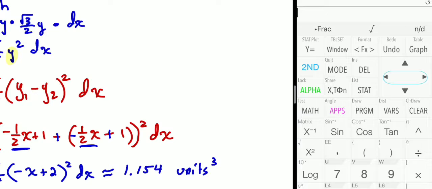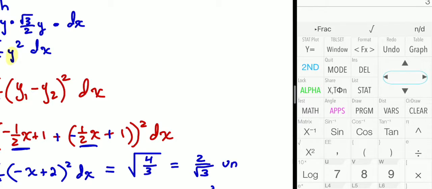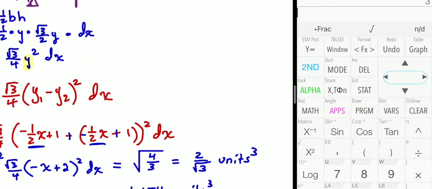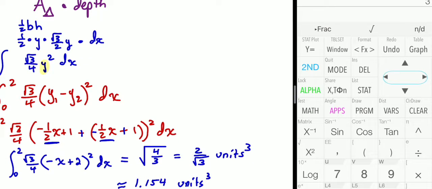Now, because I assumed that 1.154 was the square root of something, I could, by squaring it, get an idea of what it is the square root of, and that would be the square root of 4/3, which becomes 2 over radical 3, again, cubic units. All right, so I just put the approximate one below because I guess it would make sense that it would logically follow from the exact value.